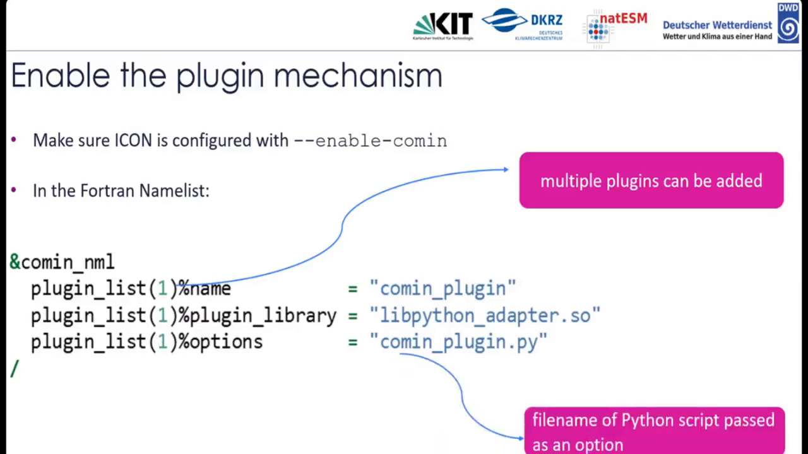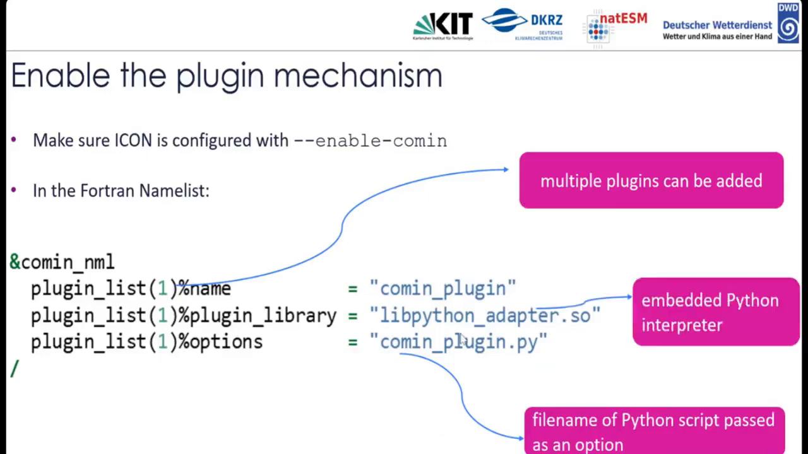So here in this example, I show how we would, for example, use a Python plugin. The Python script here is specified as an option because ComIn uses an embedded Python interpreter. This embedded Python interpreter is built when you build ComIn. So it's embedded, it's shipped with ComIn. And here we specify it.